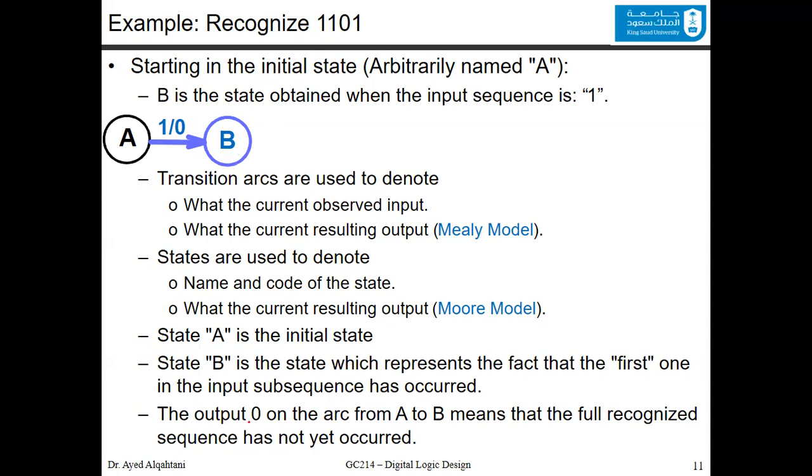Now, the output 0 on the arc from A to B means that the full recognized sequence has not yet occurred. Of course, we just started, we had only the first sample, 1. So the output is going to be 0. It's going to be 1 only when the whole sequence happens. And then we continue building the state diagram. Note that we start building up the states going along with the sequence.